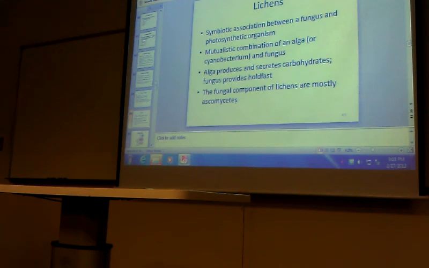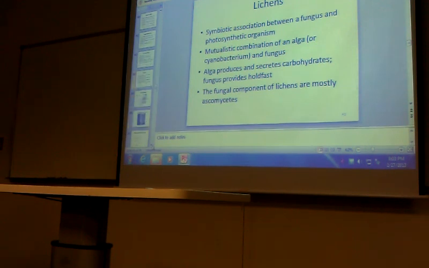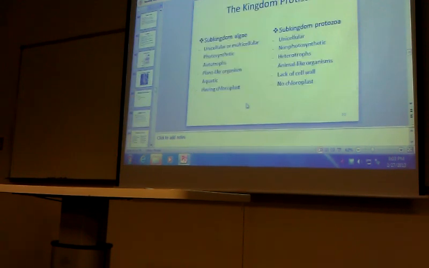I'll move on to slide number 50. This basically tells you what a protista is. Protista is basically divided into two subkingdoms, algae and protozoa. The major difference is listed right in here on this slide. And that's pretty much it.